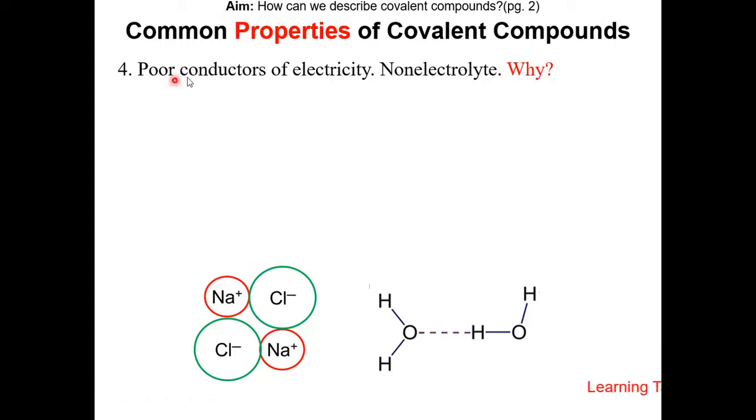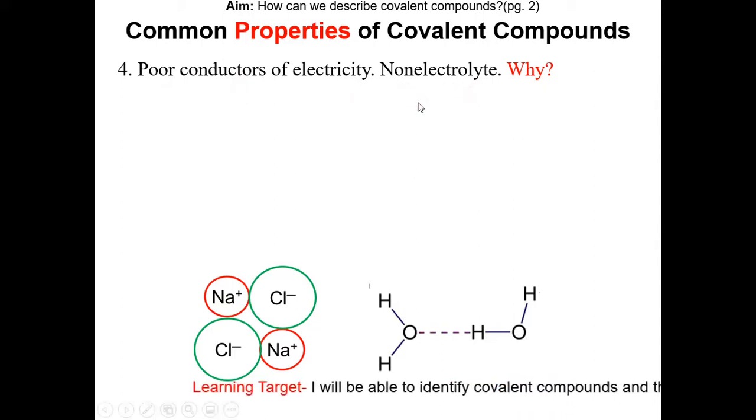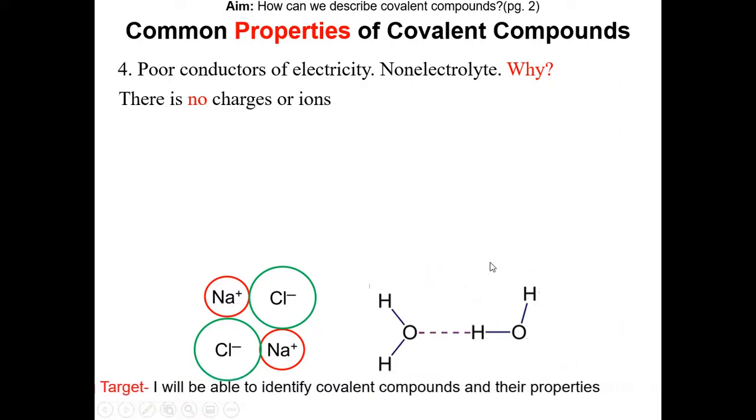Covalent compounds are poor conductors of electricity. They are not an electrolyte. If you recall, an electrolyte is when a substance dissolves in water and conducts electricity. Why don't covalent compounds conduct electricity? In order for anything to conduct electricity, you need moving charged particles. There are no charges or ions in covalent compounds. Therefore, they cannot conduct electricity.